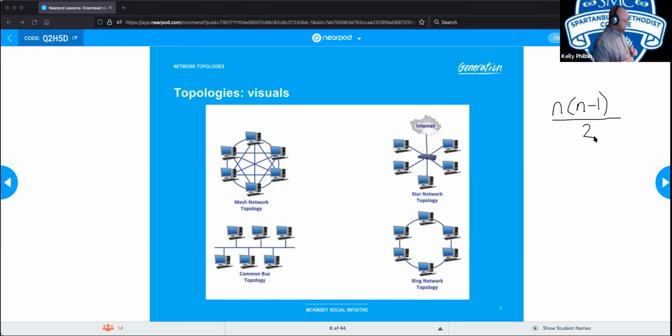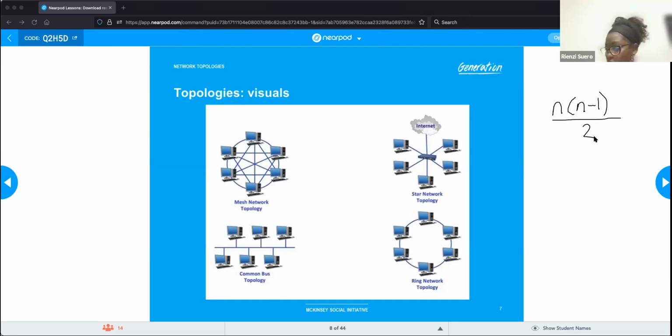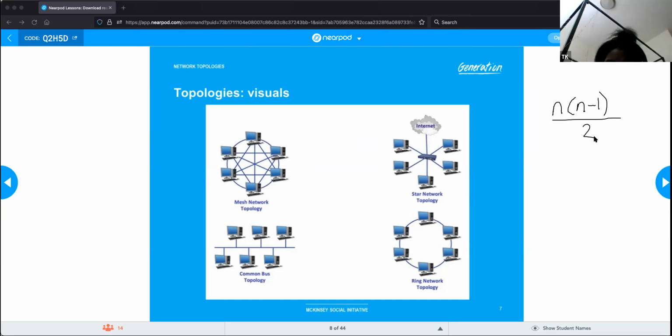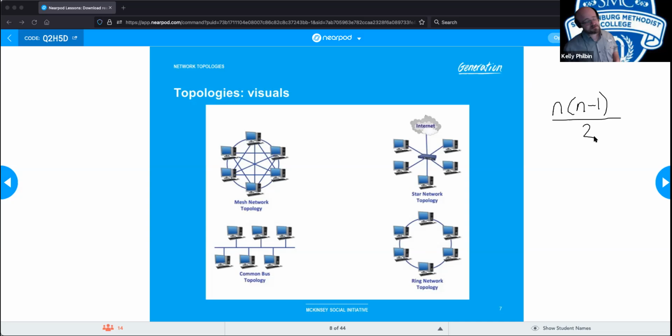Can we think of the real world, where a mesh network is actually put into place pretty effectively? We use it every day. Is it Zoom? Zoom works on a mesh network. Think bigger. What, cell phone?